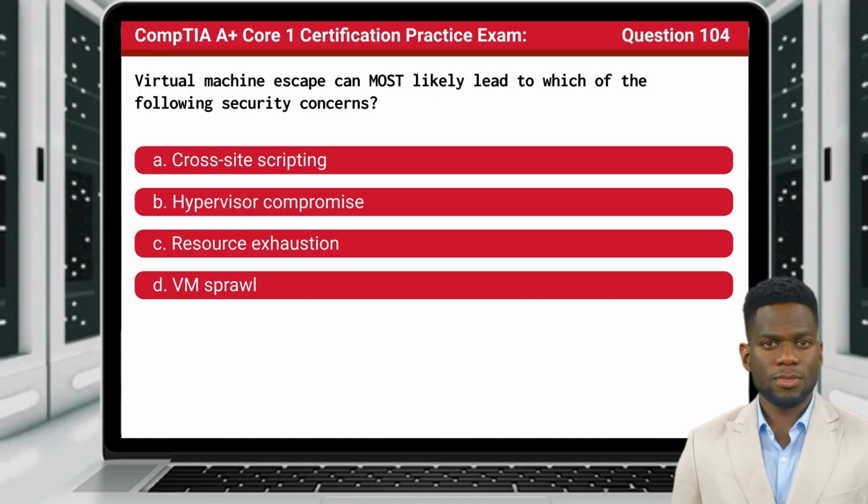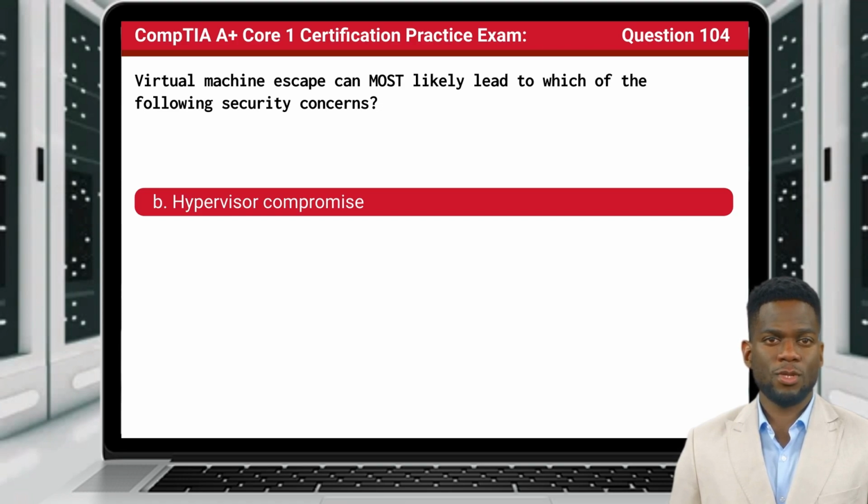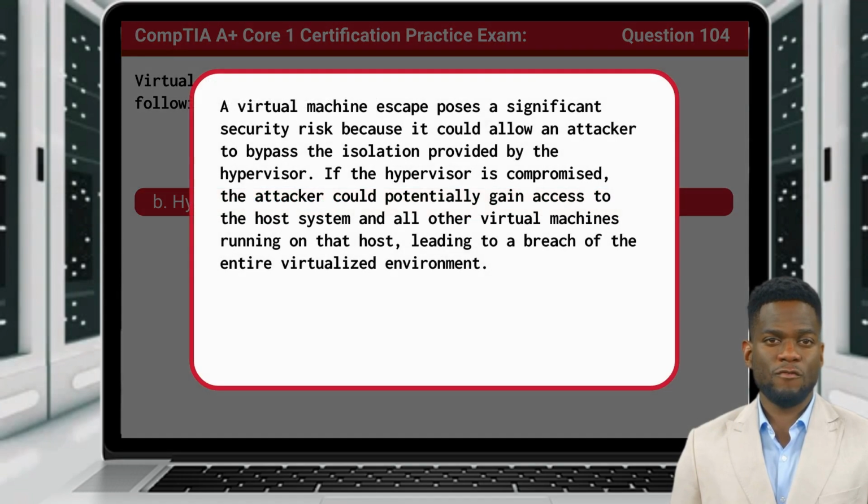Question 104. Virtual machine escape can most likely lead to which of the following security concerns? The answer is B. Hypervisor compromise. A virtual machine escape poses a significant security risk because it could allow an attacker to bypass the isolation provided by the hypervisor. If the hypervisor is compromised, the attacker could potentially gain access to the host system and all other virtual machines running on that host, leading to a breach of the entire virtualized environment.